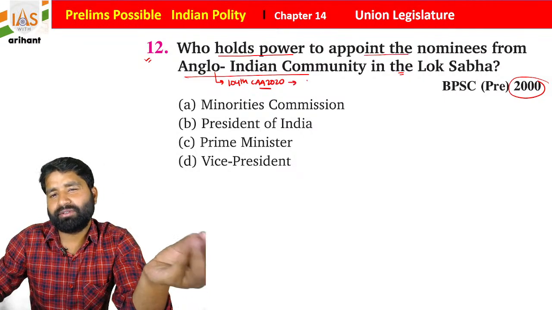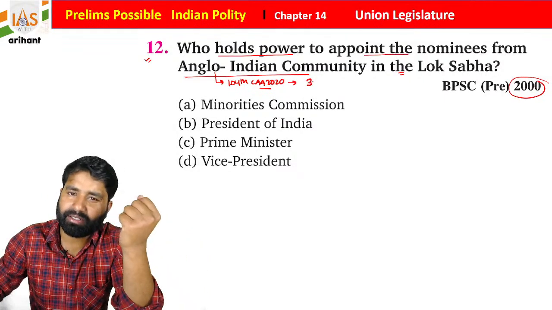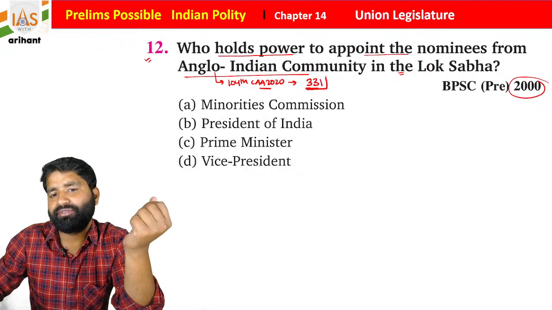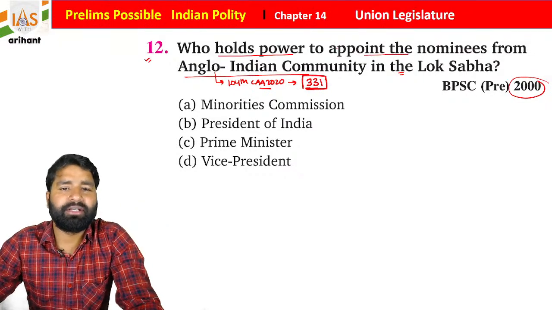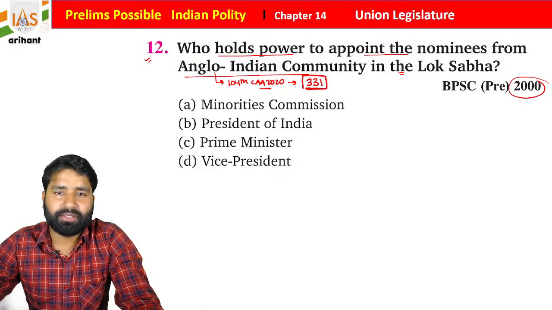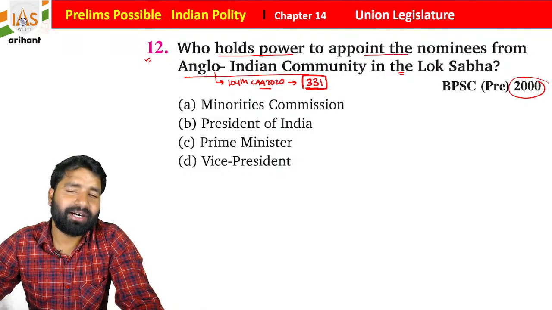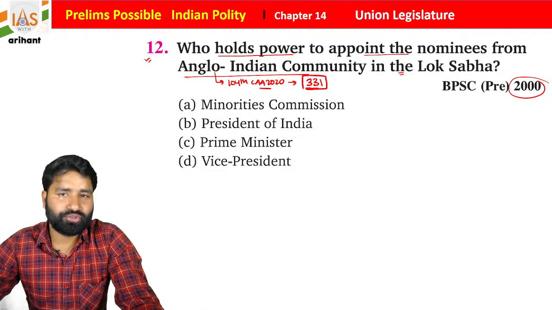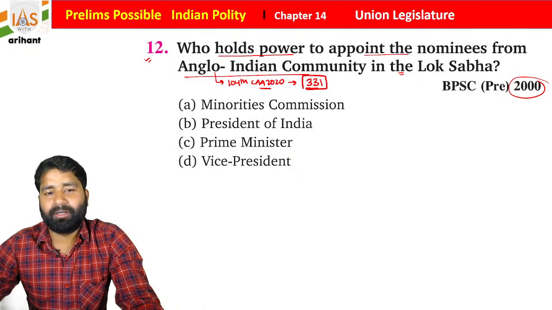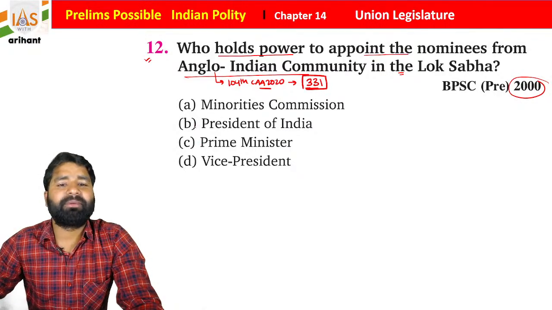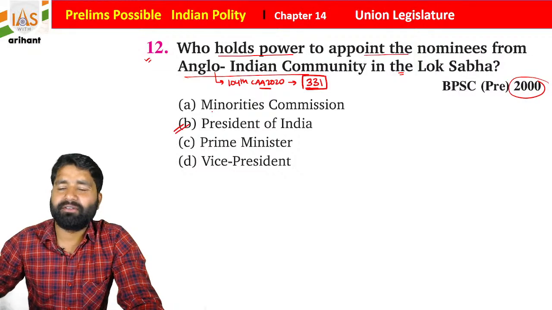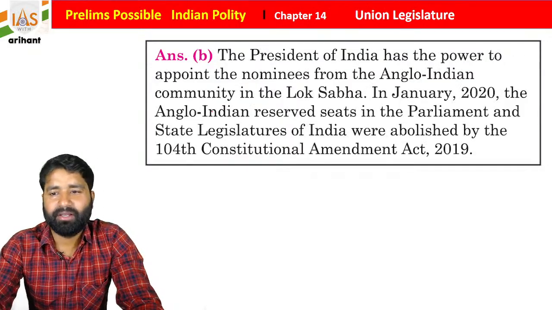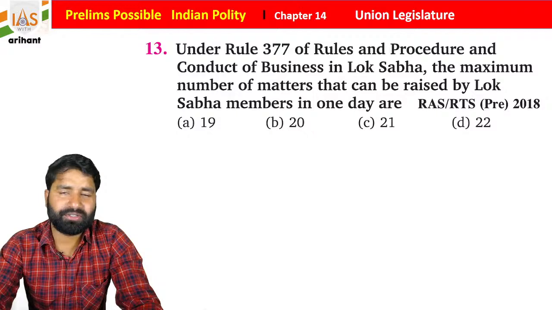And students, you will see this Article 331. By using this article, the Anglo-Indian community was getting this reservation. Or you can say this nomination or provision, that an Anglo-Indian is going to be appointed in the Lok Sabha. This was done by the President of India, but it is not relevant for today's examination. It is removed now, students, just remember it.